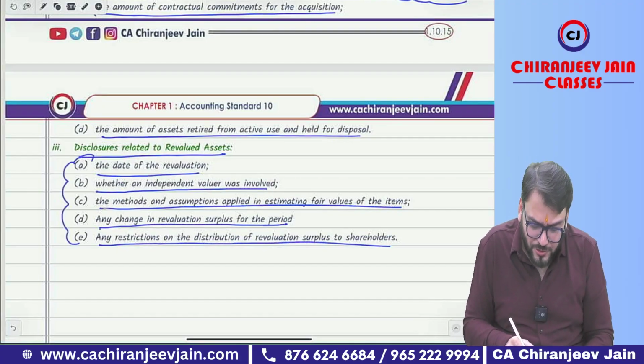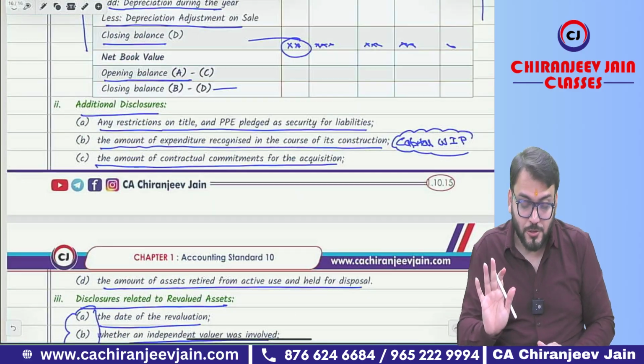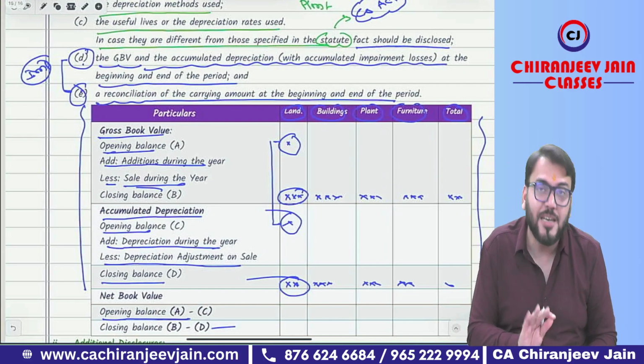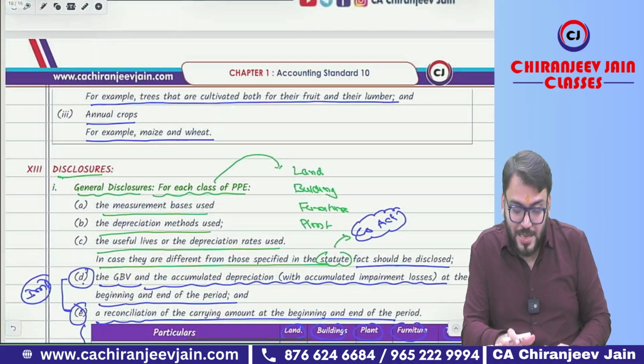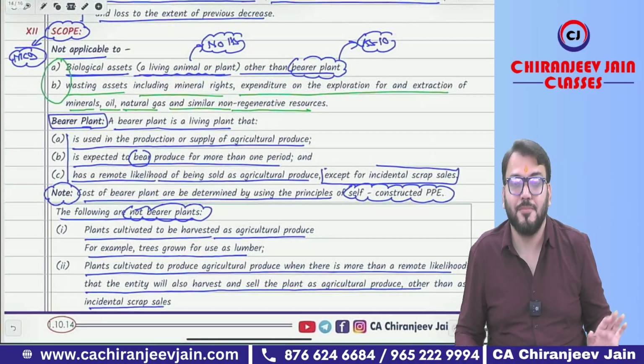So these disclosures are not so important from exam point of view. Only from exam point of view, these D and E are important. Okay, sir. With this, accounting standard 10 is over.